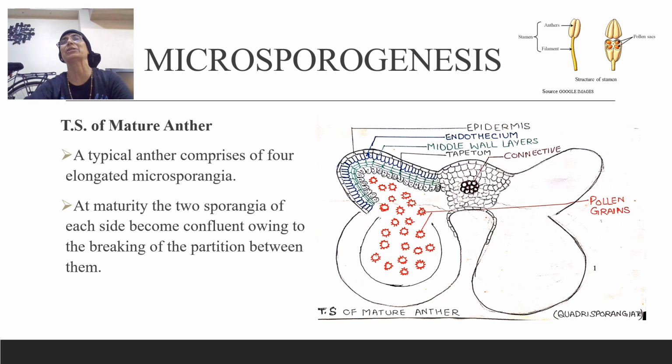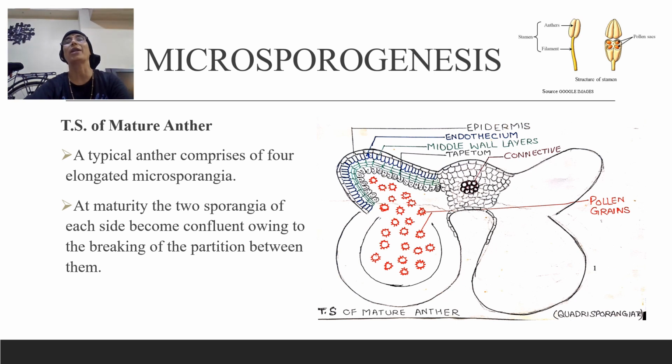Look here in this picture, where you can see the section of the stamen. You can see the 4 sporangia. But at maturity, 2 of this side and 2 of this side fuse, and ultimately you can see only 2 sporangia. But actually they are 4 sporangia.